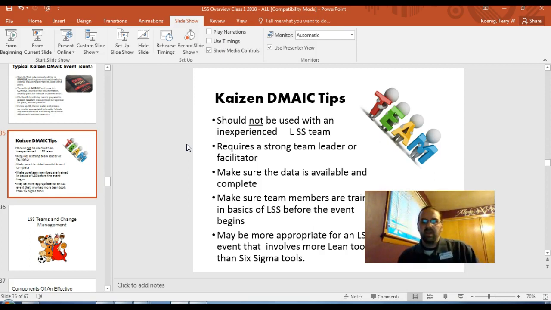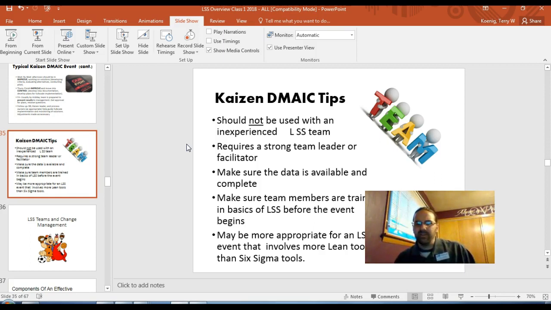So some more tips. It should not be used with an inexperienced Six Sigma team. Make sure they have some training. Like I said, Monday morning, a quick overview, an hour or two tops, and then get them out there. You don't want to spend 3 days training. Individuals like yourself who have had some training, maybe a yellow belt, maybe a green belt, who have done something before, are who you want on your team. A good team leader as well, someone who is not just hardcore but can motivate.